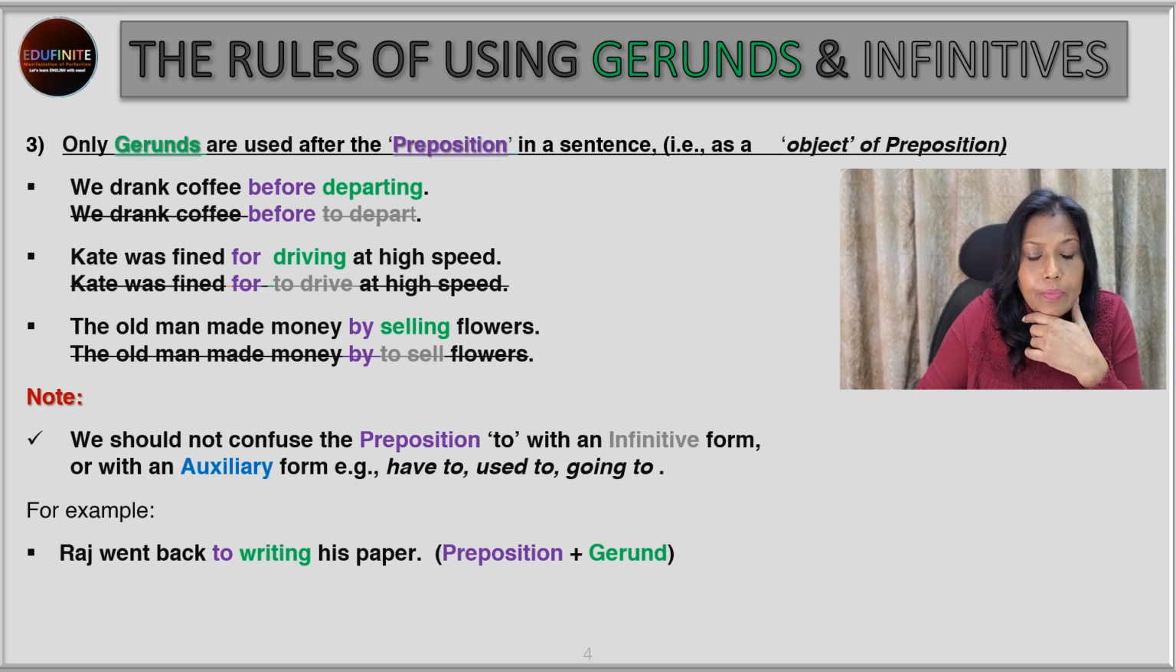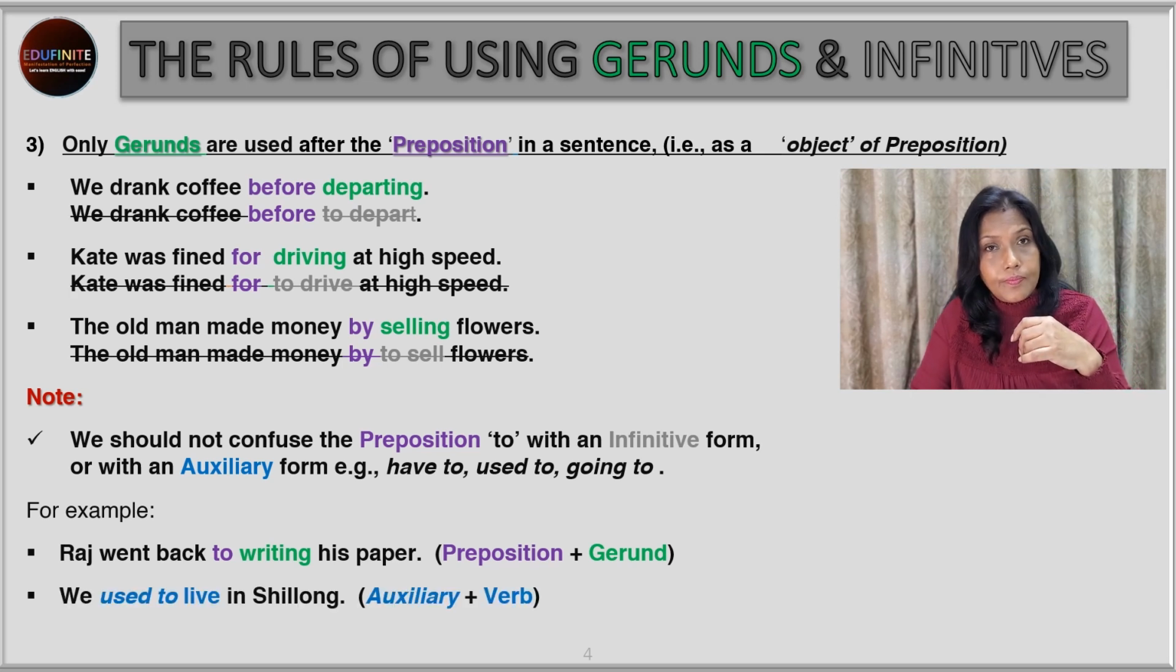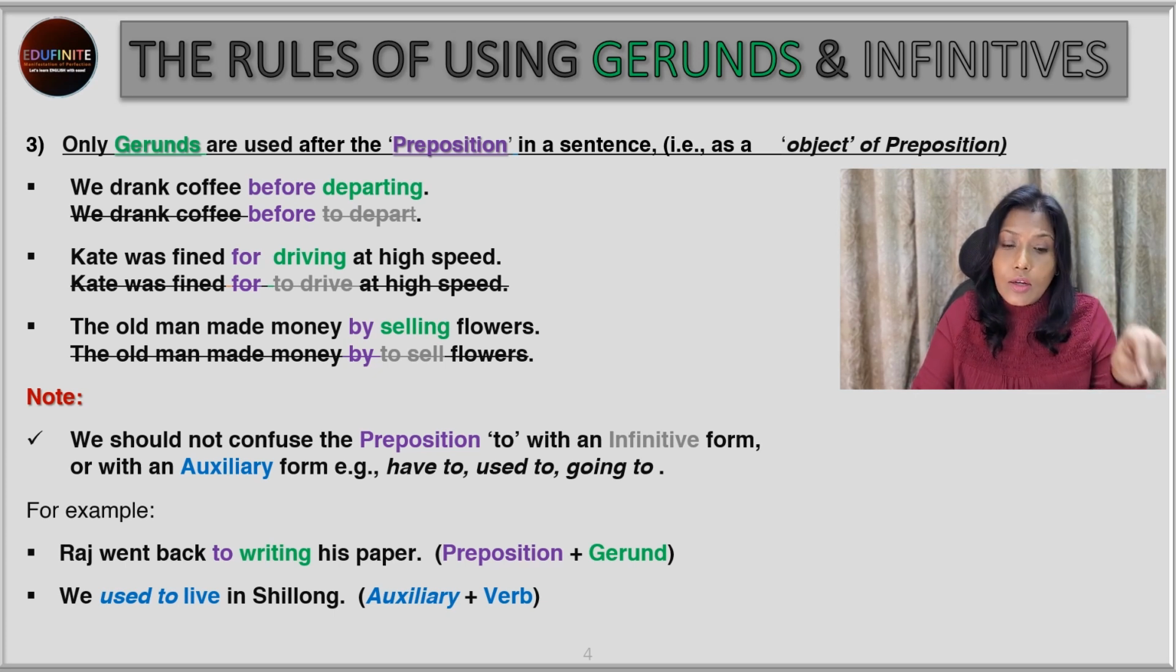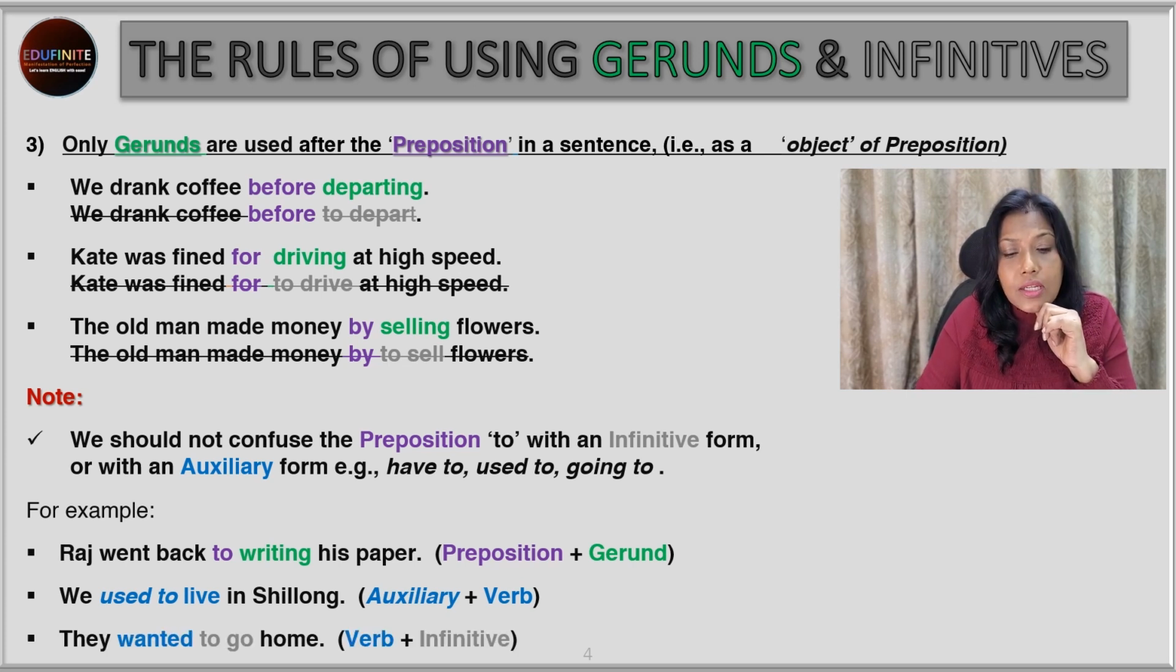The next sentence, we used to live in Shillong. So over here, used to live. So used to is the auxiliary and live is the main verb. So that's how it's different from preposition and gerunds. Here we will not be saying we used to living in Shillong. Next, they wanted to go home. So here again, it's verb plus the infinitive. They wanted, what did they want? To go home. So to go is the infinitive. So these are the three forms which we should remember and not get confused when we use the preposition to. So keep that in mind.